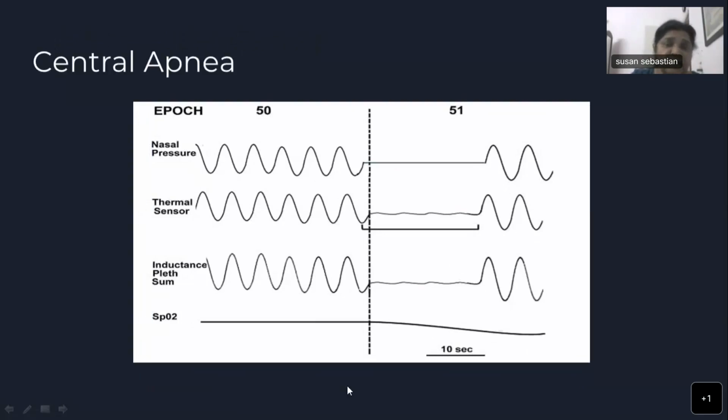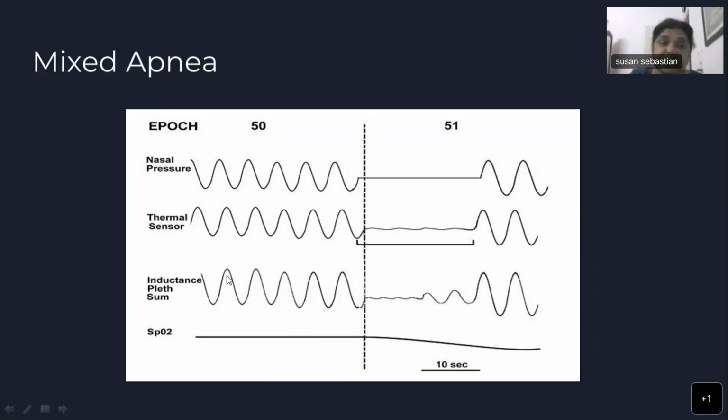Central apnea, in contrast, this is a central apnea pattern, is the absence of airflow due to lack of ventilatory effort. There is no ventilatory effort. See, there is no effort at all. So there is no flow, and the oxygen saturation is falling. It's very simple to understand. So that is a central apnea.